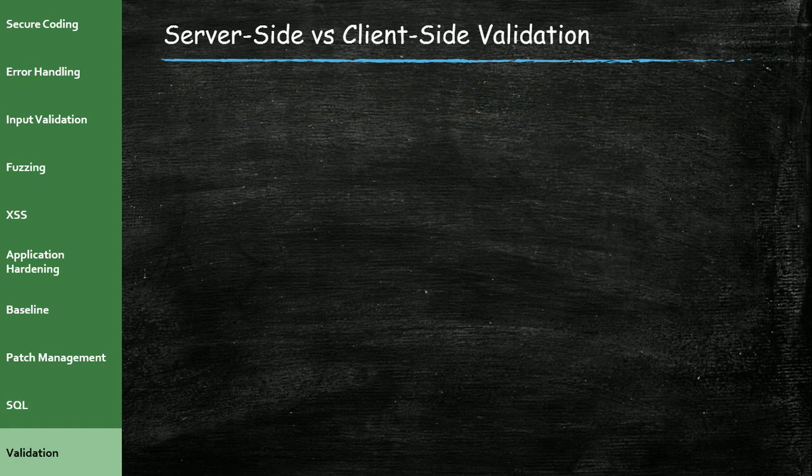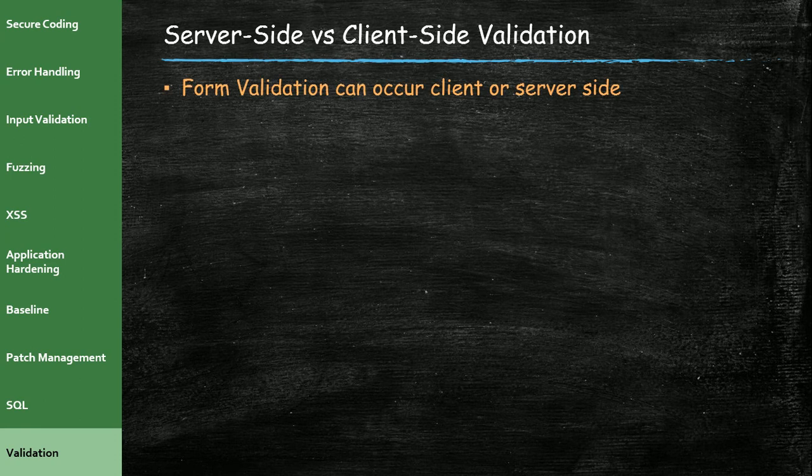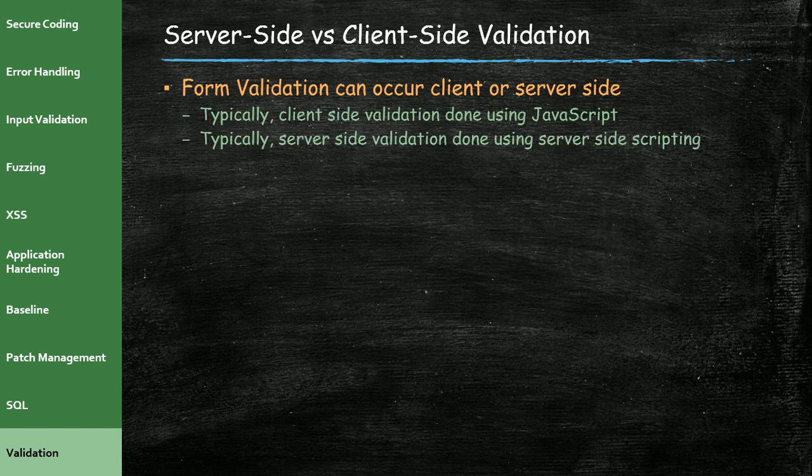And finally, as far as validation goes, there's two techniques for validation. There's server-side and client-side validation. So form validation can occur on either the client or the server side. Typically client-side validation is done using JavaScript, and server-side validation could be done by some kind of server-side scripting language. Some examples of those might be PHP, ASP.NET, Java, Ruby, Node.js, etc. And you may recognize some of these as the underlying server-side language that's used by some web application that maybe you work with.